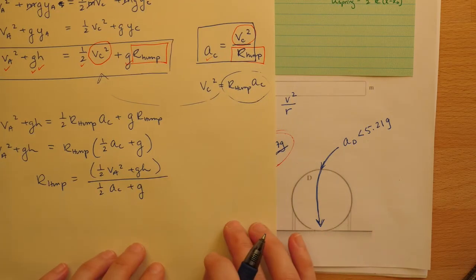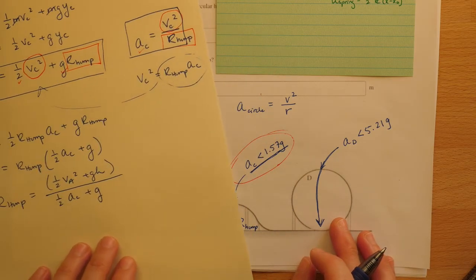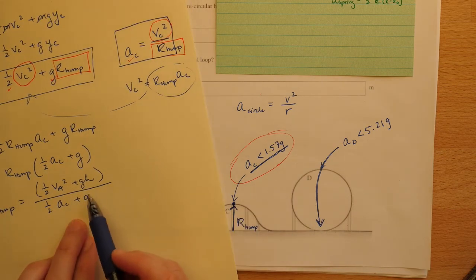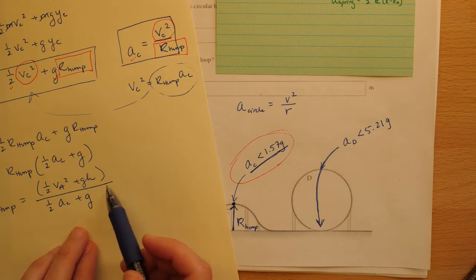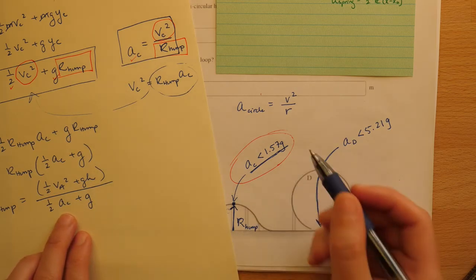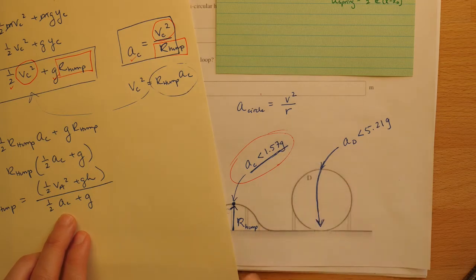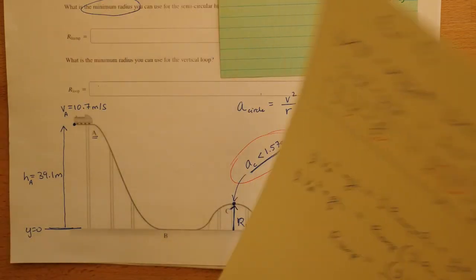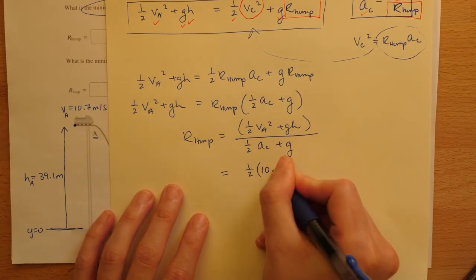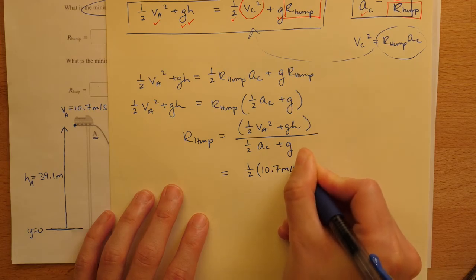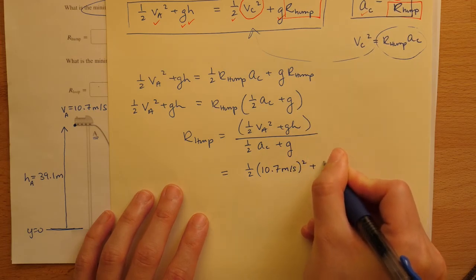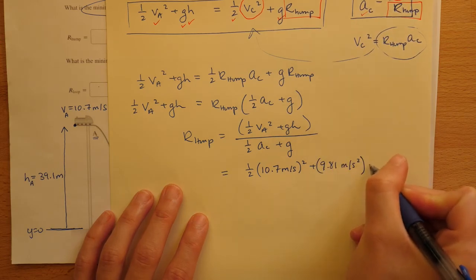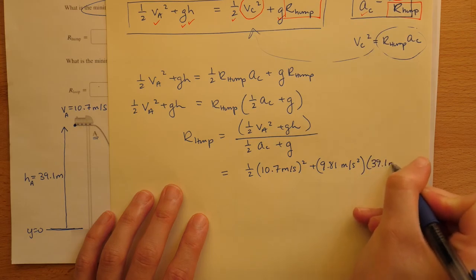Okay, so now it's time to plug in any numbers that we have. So you could go ahead and do that. You could do it in Python, you could do it in your calculator. Doesn't matter to me. Note that there's a g that appears in aC, so you have to make sure you put that in. So this would be 1/2 times 10.7 meters per second squared, plus 9.81 meters per second squared times h, which was 39.1 meters.